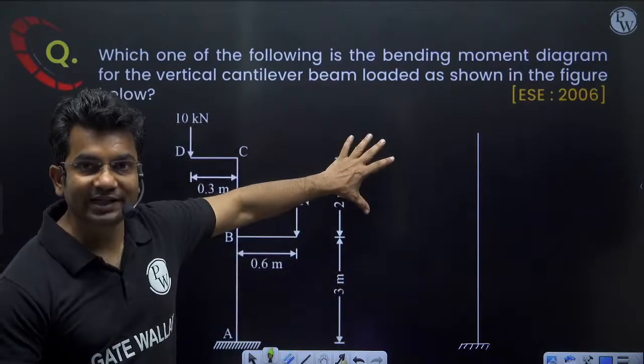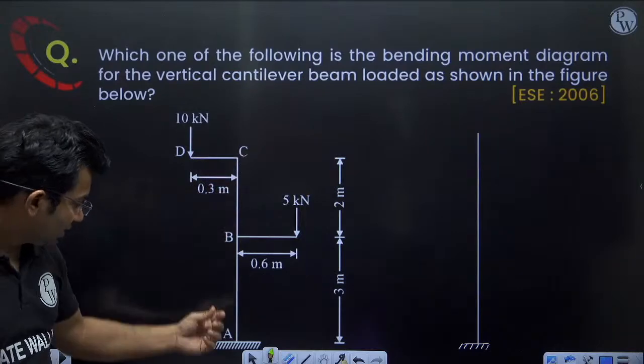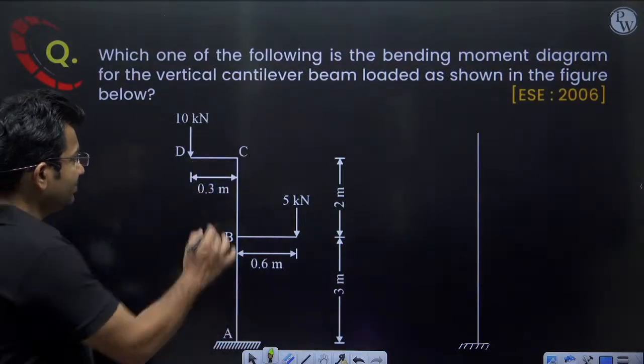Now this column is a cantilever column. Here is the fixed support, and this is the column, and here one bracket is attached.